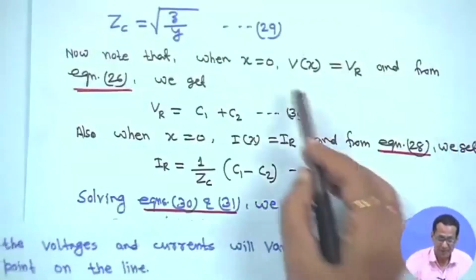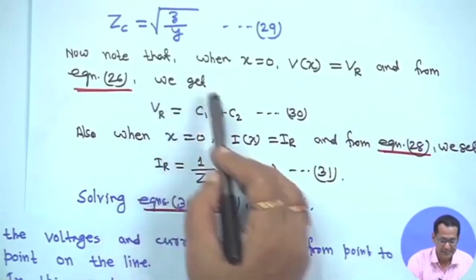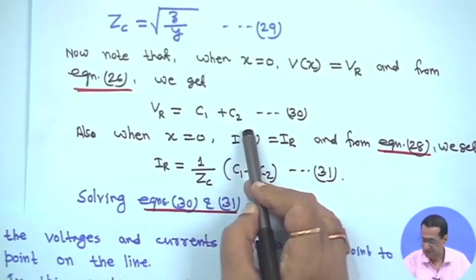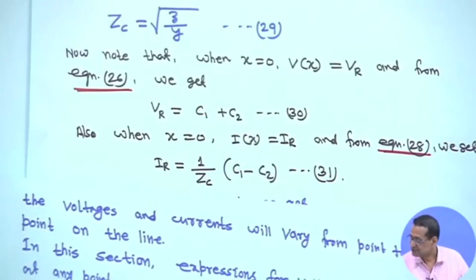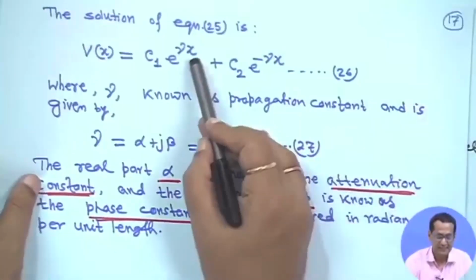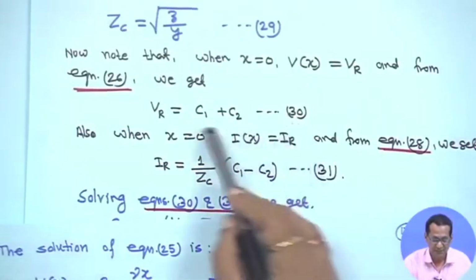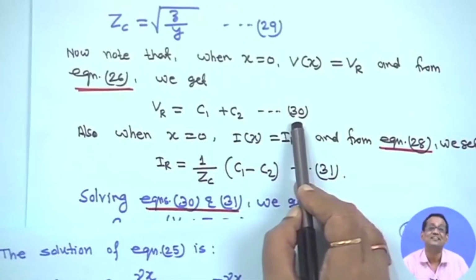Therefore, when x is equal to 0, V x is equal to V r, and from equation 26 you get V r is equal to C 1 plus C 2. So, when x is equal to 0, your V x is equal to V r, that is C 1 plus C 2 is equal to V r. This is equation 30.